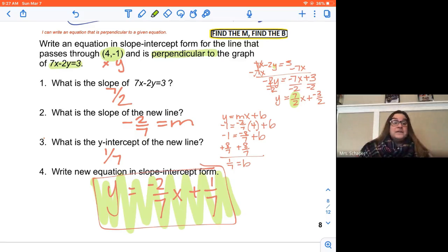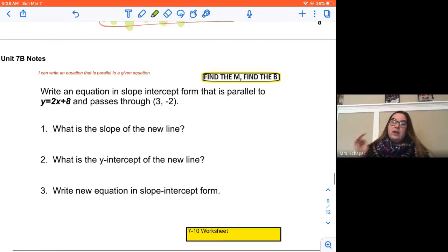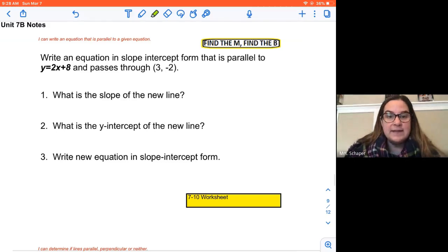So we're pulling a lot of skills in here. We're trying to solve for m. We're solving for b. We need to know what perpendicular lines mean. We need to know how to solve equations. There's a lot of skills that go into this piece right here. All right, one more here, and then we're going to give you some time to work on that 7.10 worksheet and really put this to use, okay?